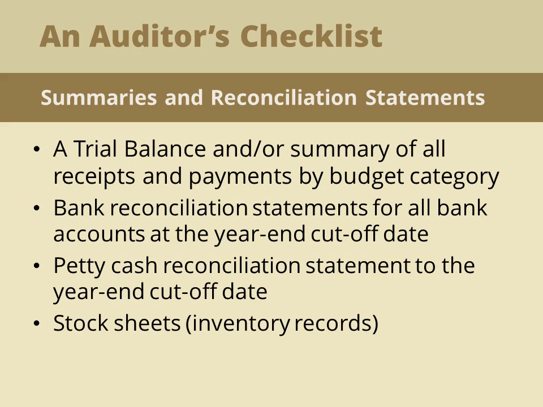Summaries and reconciliation statements to include a trial balance and/or a summary of all receipts and payments by budget category, bank reconciliation statements for all bank accounts at the year-end cut-off date, petty cash reconciliation statement to the year-end cut-off date, and stock sheets, inventory records.